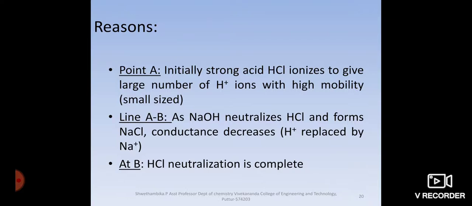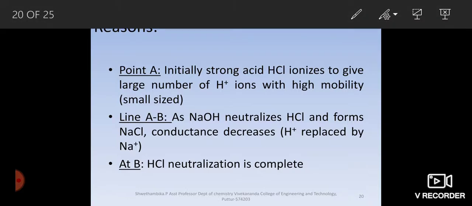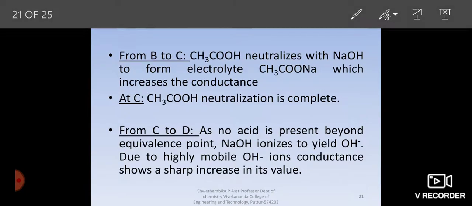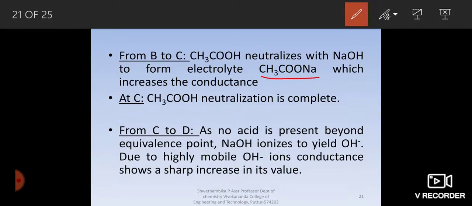So at the first point A, highly ionizable H plus ions are produced from HCl. Then with the neutralization of HCl, conductance decreases. At point B, HCl is completely neutralized. Then from B to C, sodium acetate is formed, which increases the conductance. At C, neutralization of acetic acid is complete. Beyond C till D, due to highly mobile OH minus, conductance shows a sharp increase.